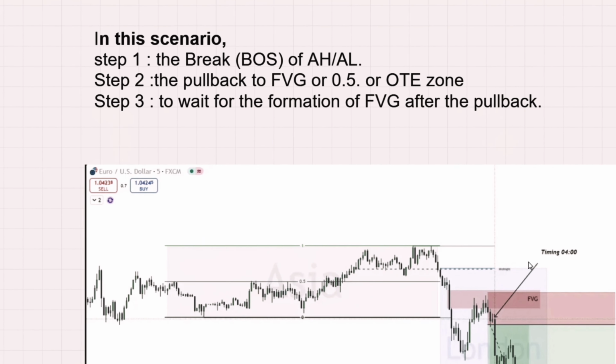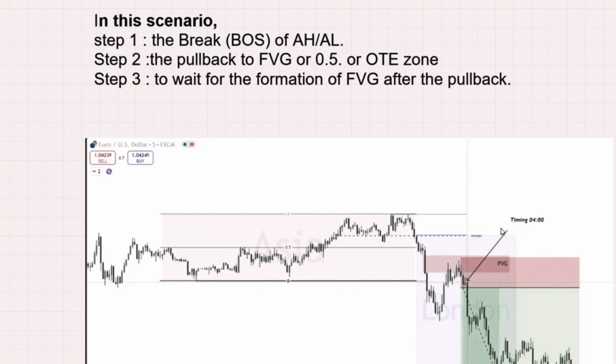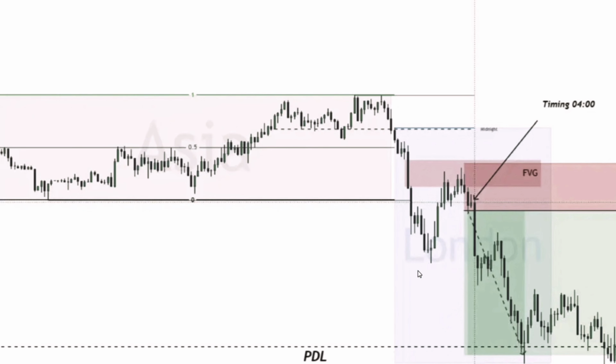In this scenario, step 1 is a breakout structure of the Asian high or Asian low. Step 2 is a pullback to the imbalance zone on 0.5 or the order block zone. Step 3 is to wait for the formation of a gap after the pullback. In this example, you can see that price created a breakdown and an imbalance of the market.